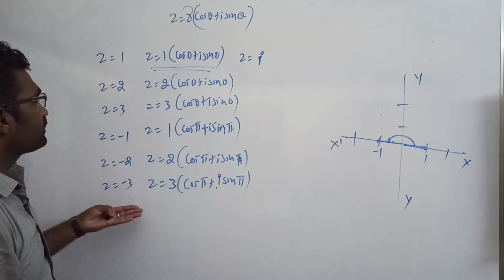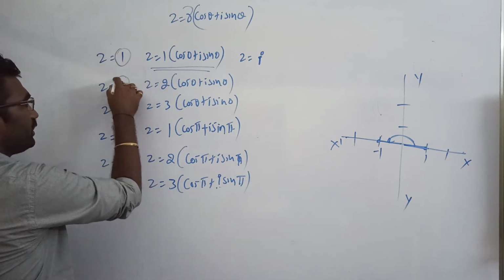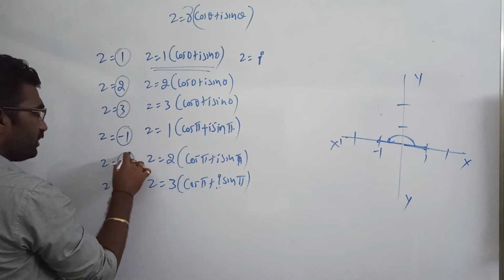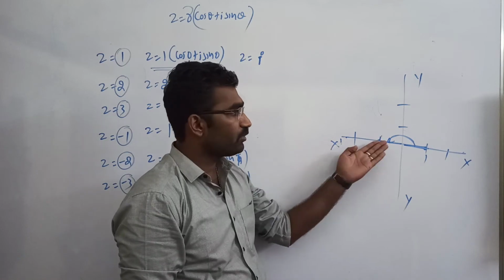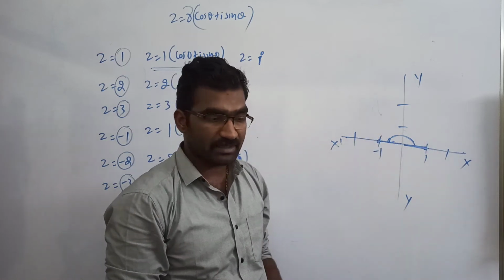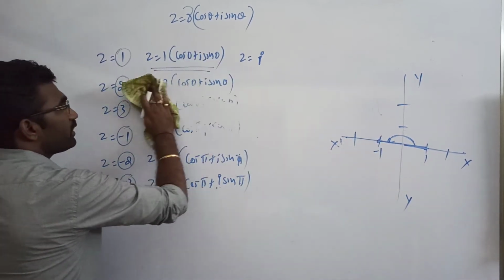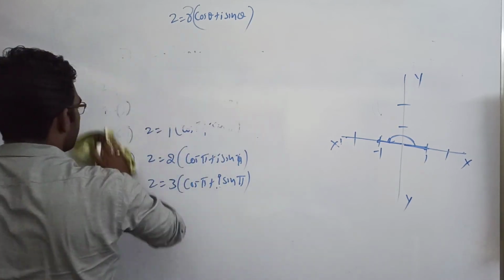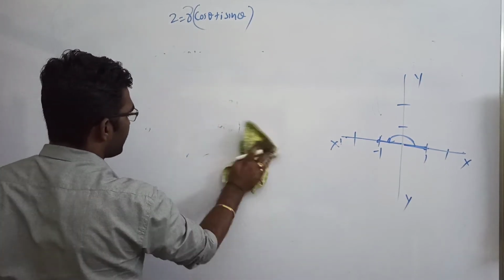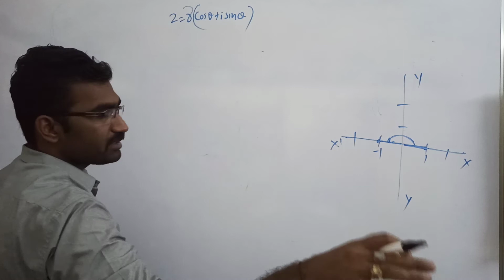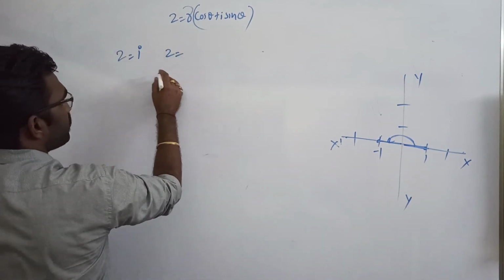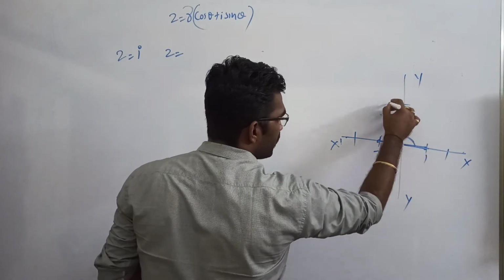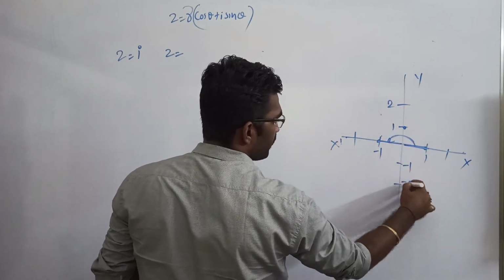So if the numbers are purely real numbers, negative means the angle is pi, positive means the angle is 0. That's it. If the numbers are purely imaginary, for example, z equals i and minus i, how to write the polar form? i means where? Here it lies, 1, 2, and it is minus 1, minus 2.